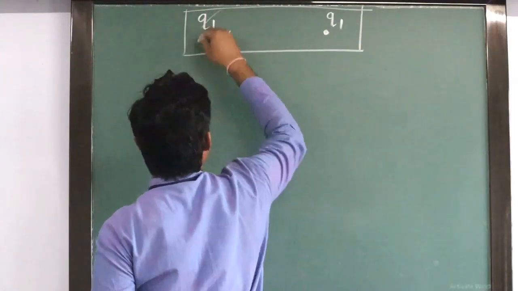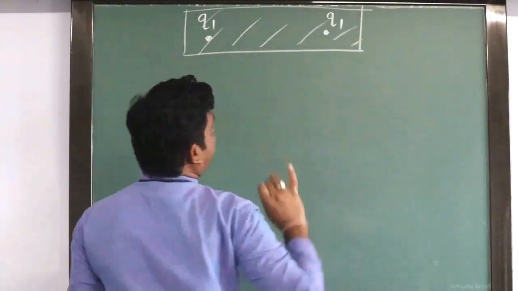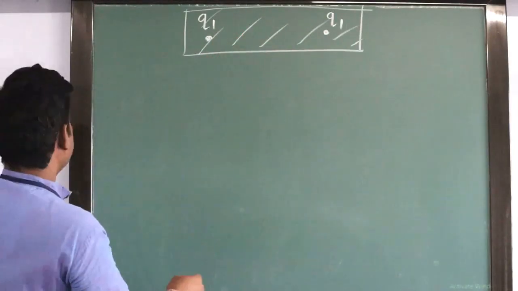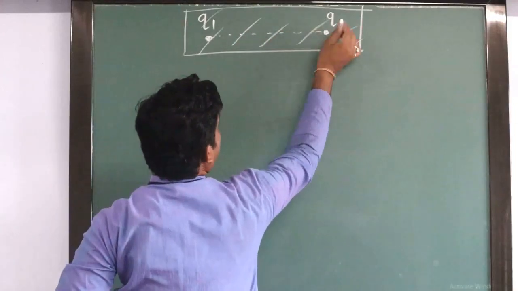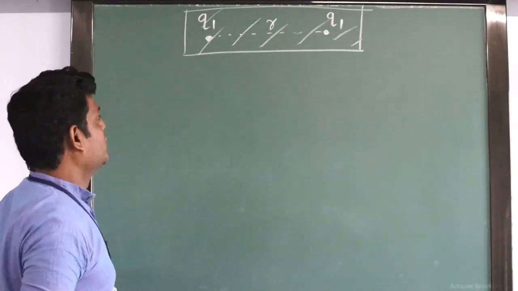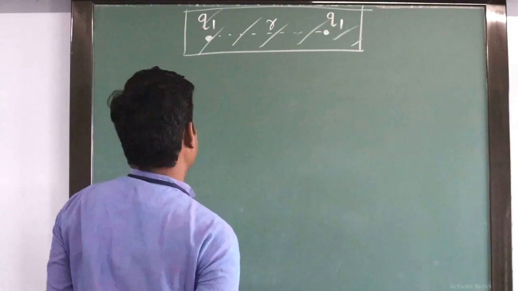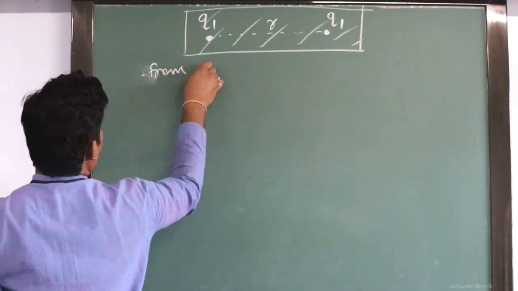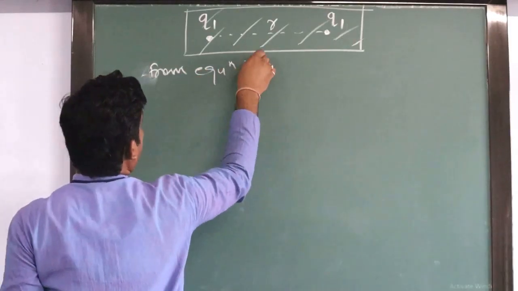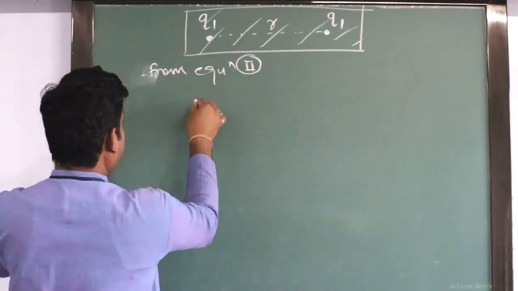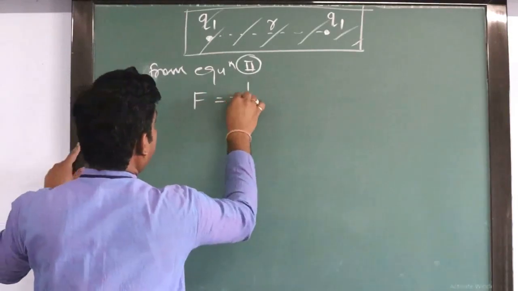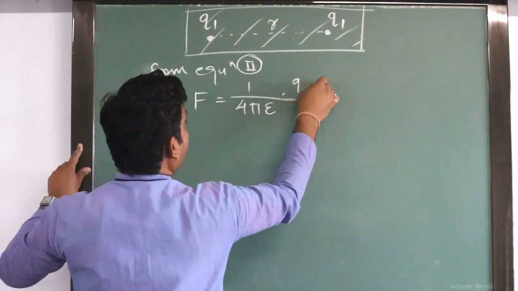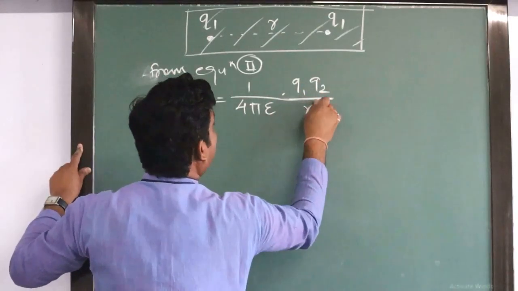They are in a different medium. Suppose they are in some medium, water, kerosene or whatever. Separation is the same. The distance between them is r. So, according to equation number 2, we will write F equal to 1 divided by 4 pi epsilon, Q1 Q2 divided by r square.